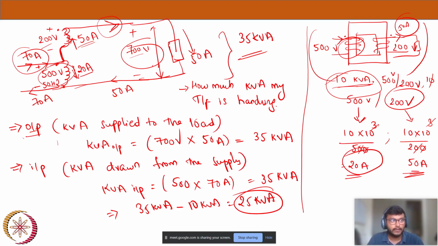Can anyone tell? Due to increase in number of turns? I haven't increased the number of turns. The same number of turns are there now. The primary winding turns are as they are. Secondary side turns are as they are. MMF balance is there. N1, I1, N2, I2, everything is balanced. I haven't changed the number of turns.